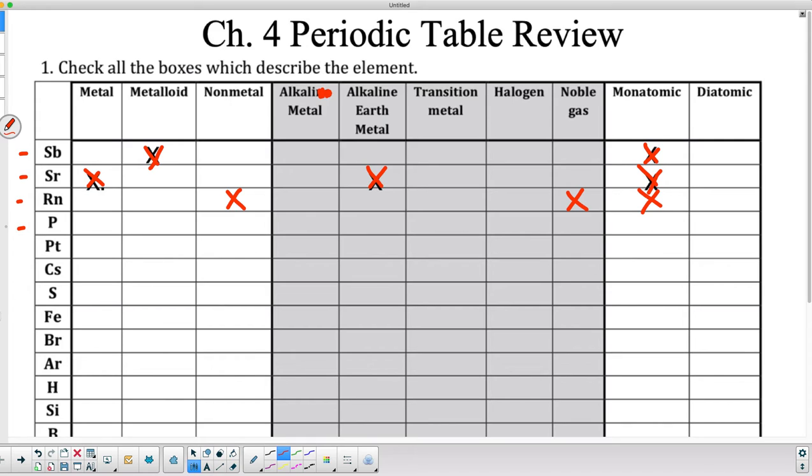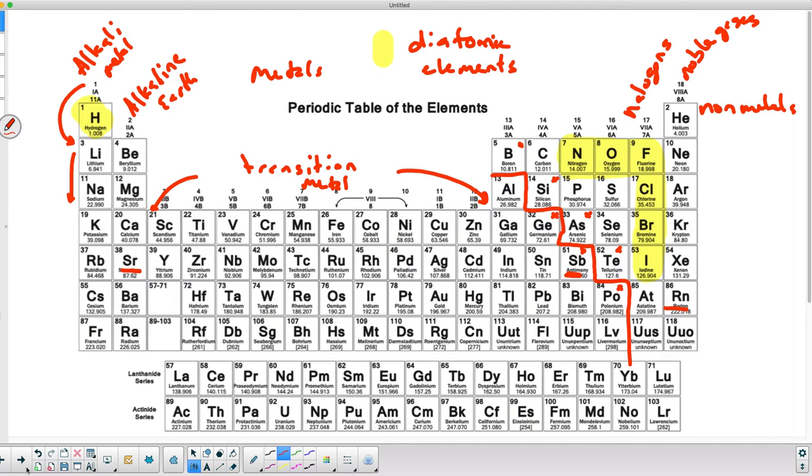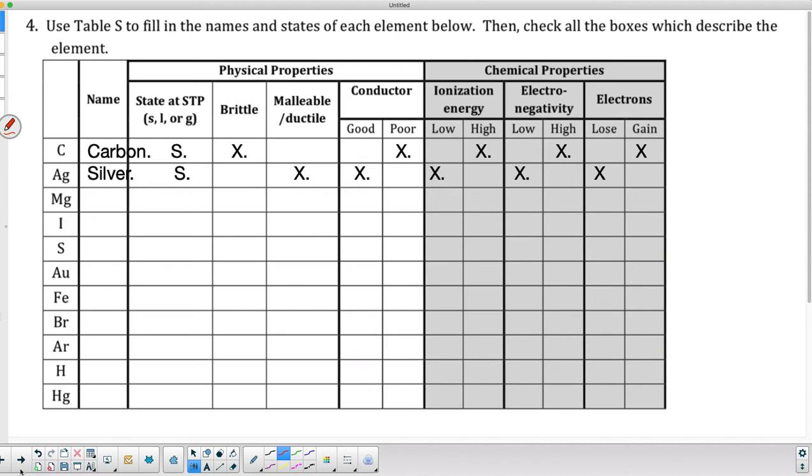I'd like you to go through each one of these and pick the category that they belong to. They will all belong in some category. Now let's take a look at the next one. It says physical properties. Well, if it's a metal, okay, so the state at STP, we got the name, state.